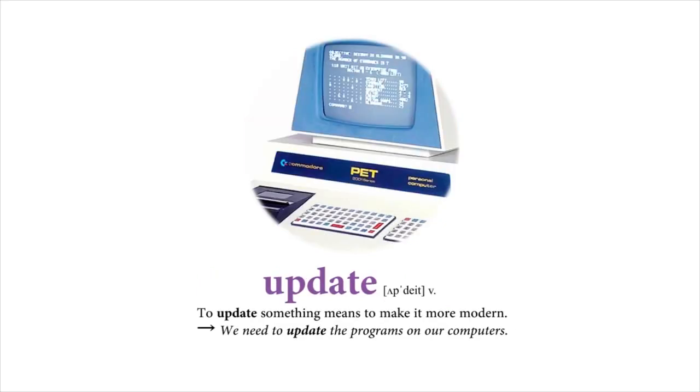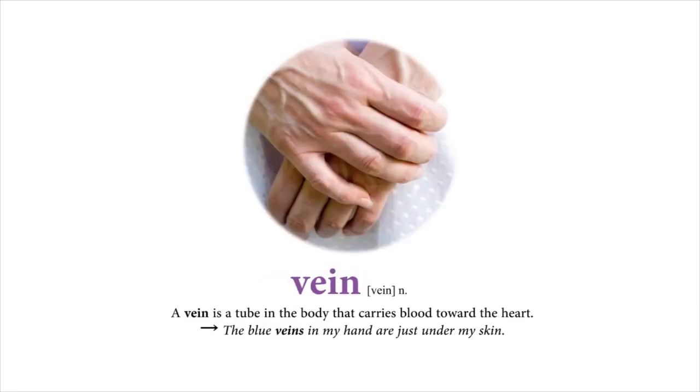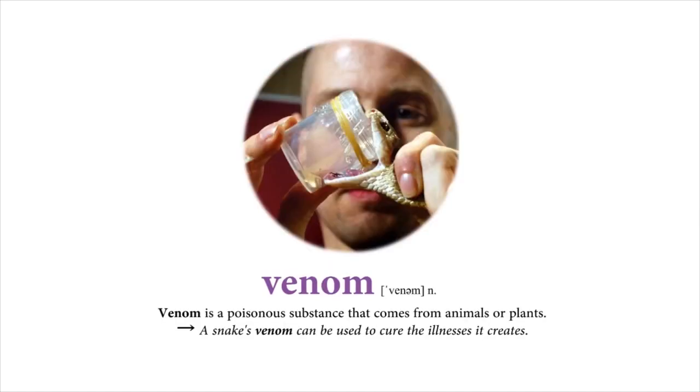Update. To update something means to make it more modern. We need to update the programs on our computers. Vein. A vein is a tube in the body that carries blood toward the heart. The blue veins in my hand are just under my skin. Venom. Venom is a poisonous substance that comes from animals or plants. A snake's venom can be used to cure the illnesses it creates.